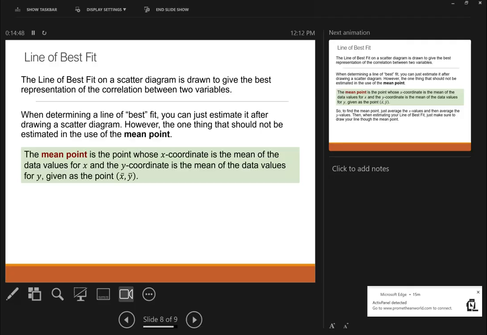Everybody okay with that idea? Again, sounds like something that would be part of a test question, right? If I ask you to draw a best fit line, one of the things I would be looking for is making sure that it passed through a mean point.